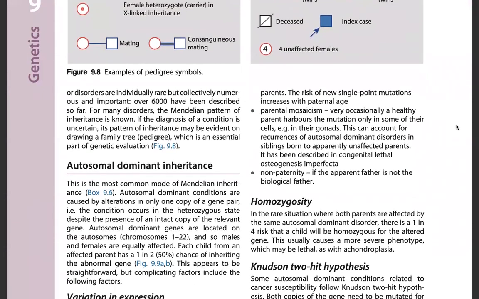Autosomal dominant inheritance is the most common mode of Mendelian inheritance, shown in box 9.6.